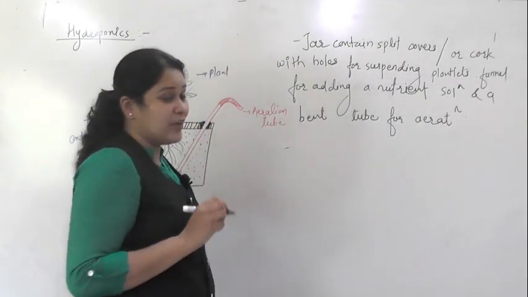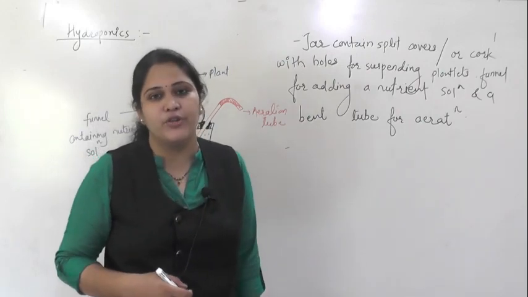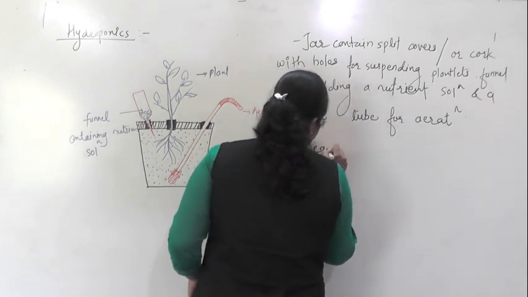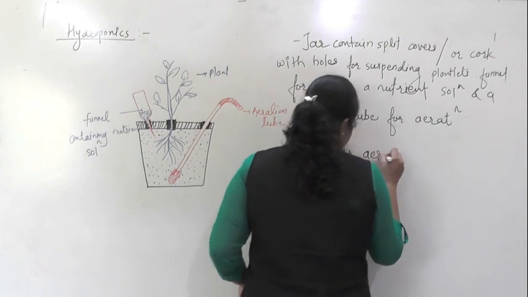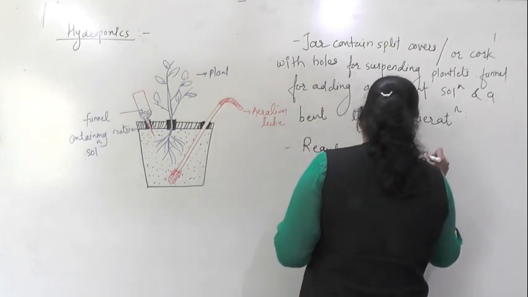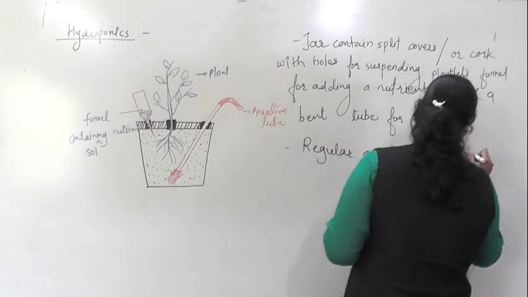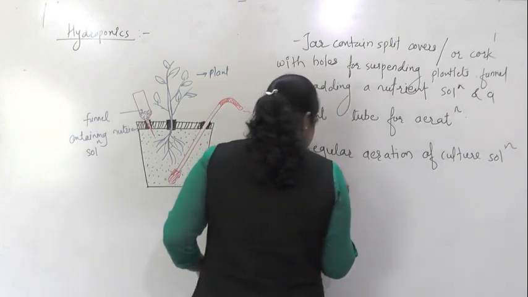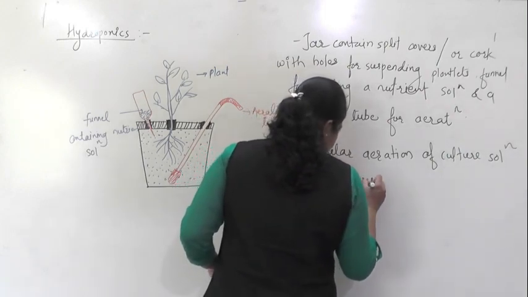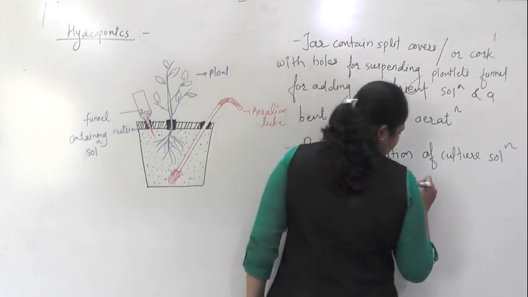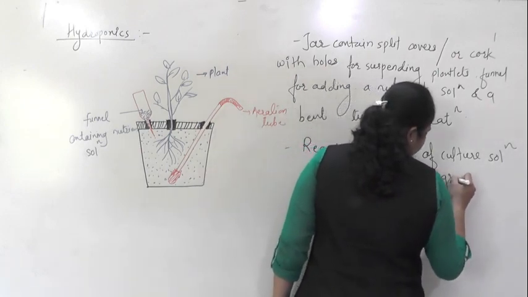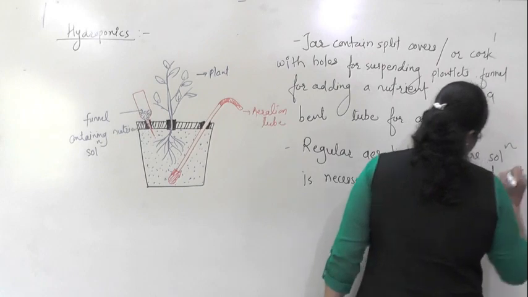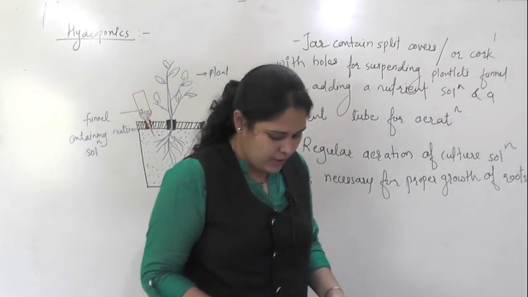Now, as I told you, regular supply of air is essential for the proper growth of roots. Fine. So, regular aeration of culture solution is necessary for proper growth of roots.